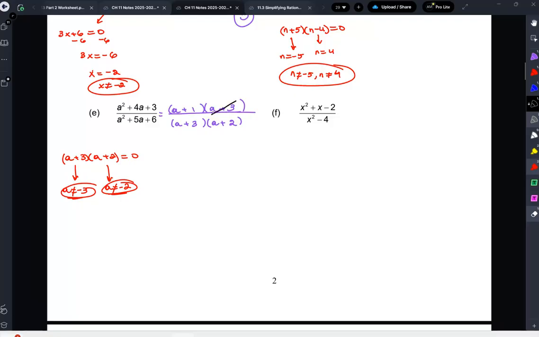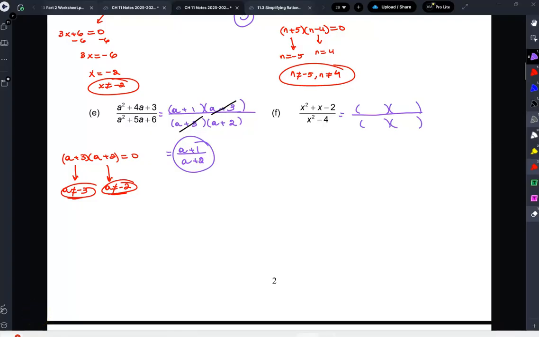The a plus 3. So this would be a plus 1 over a plus 2. Other questions? Any questions? Okay. I'm going to give you a minute to factor these two, top and bottom. Go.